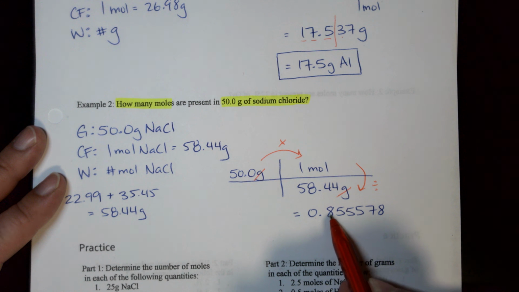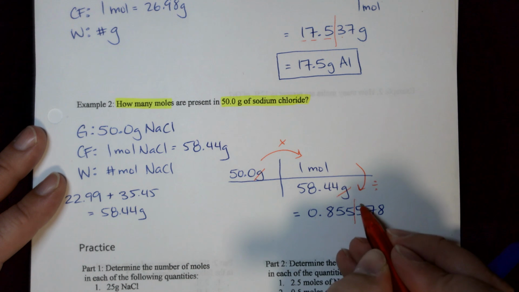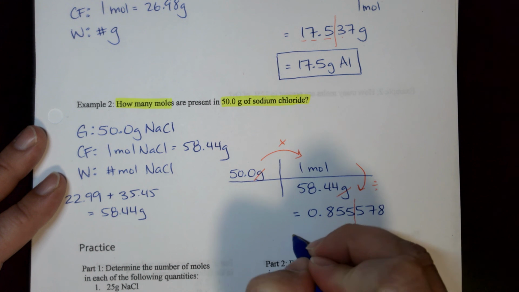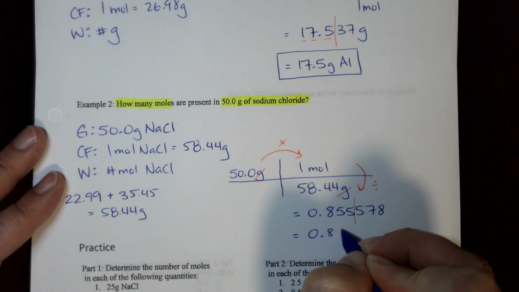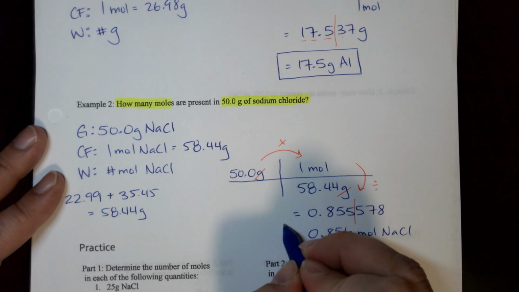So I can keep 3 of these digits, 1, 2, 3. I have to round it there. The 5 tells me to round up. So my final answer is 0.856 moles of sodium chloride.